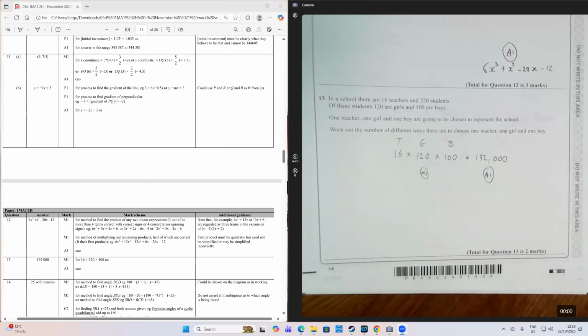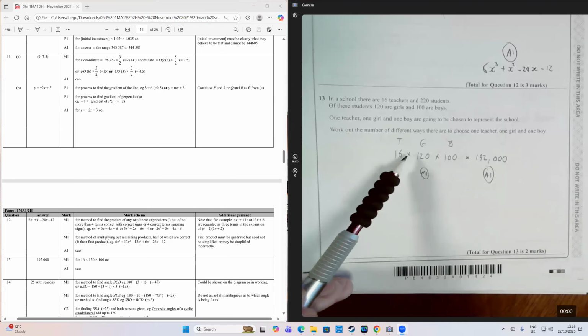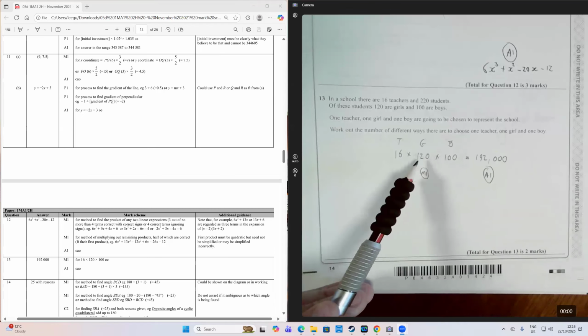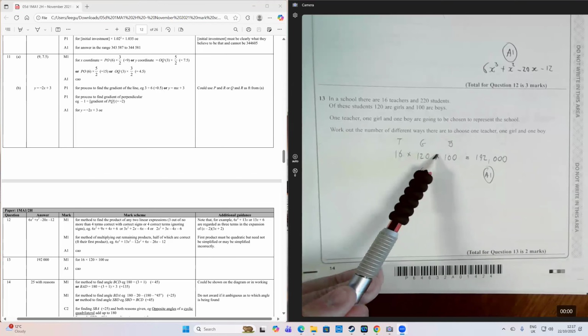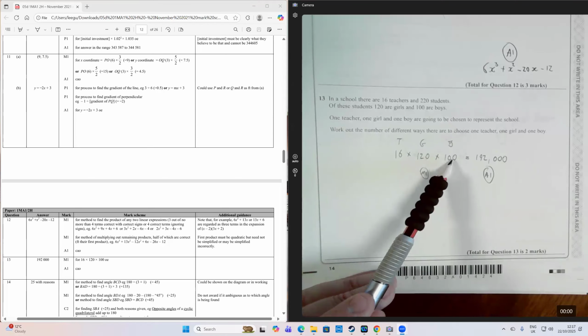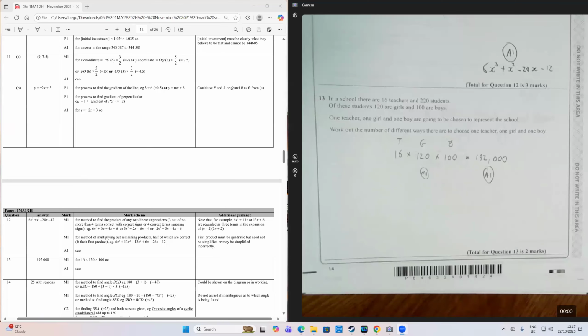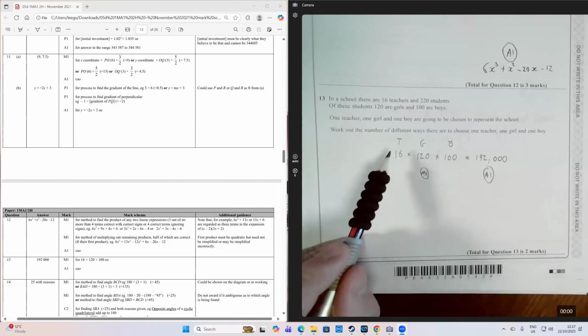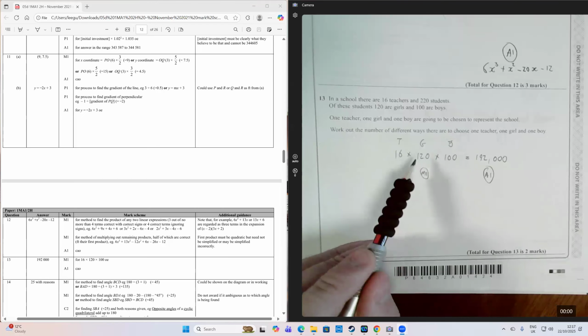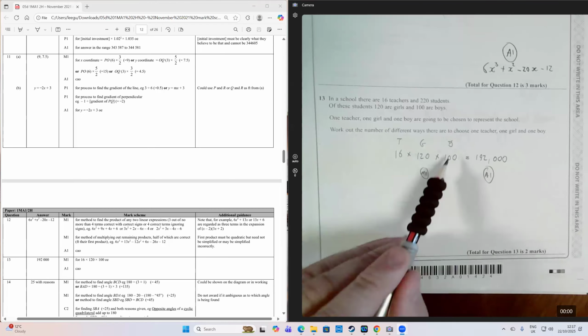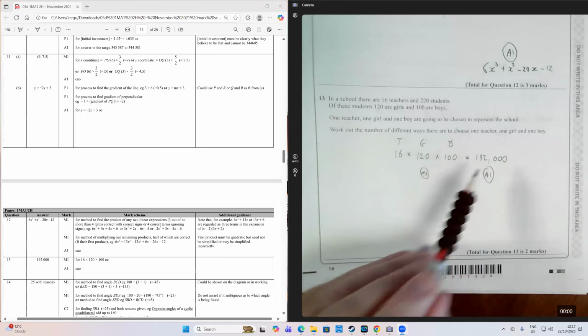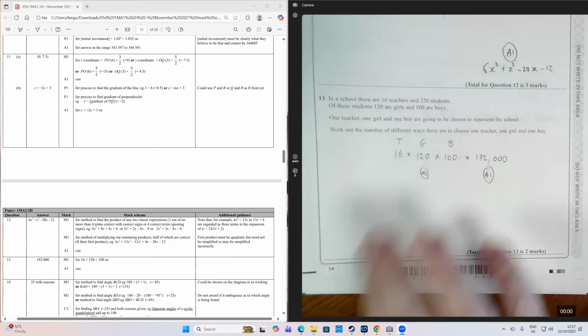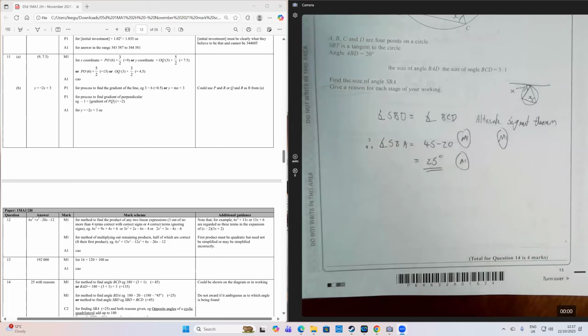Well, first of all, there are 16 ways to pick a teacher because there are 16 teachers. And there are 120 girls that could be picked. And there are 100 boys that could be picked. And in probability or combination kind of questions like this, when you hear that word and, it means that we multiply. So we've got 16 possibilities for the teachers and 120 possibilities for the girls and 100 possibilities for the boys. So giving us 192,000 potential different combinations.